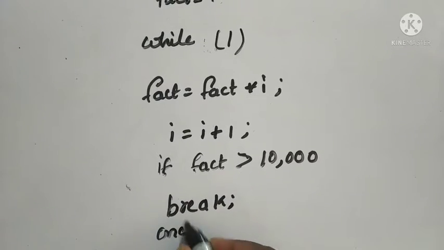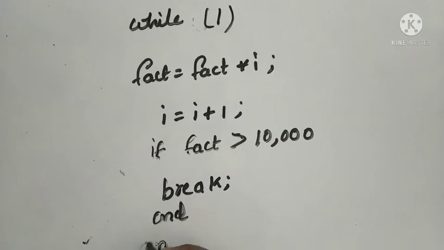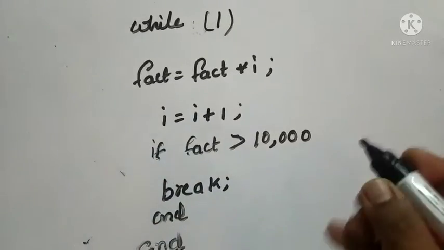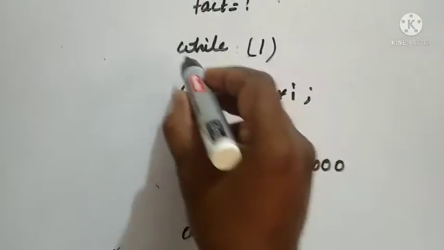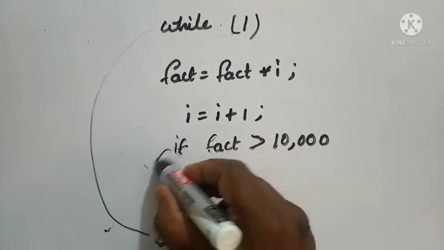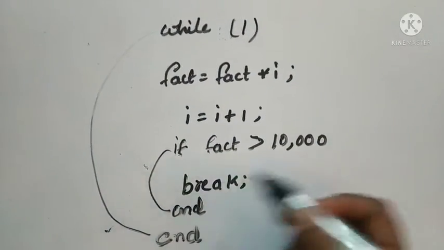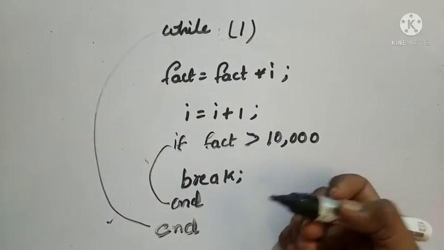Okay, so end of your if, then end of the while. End of while. Okay, so for this while, this end, and for this if, this end. Okay, so now what happens? Same program I have written, but in a different manner.